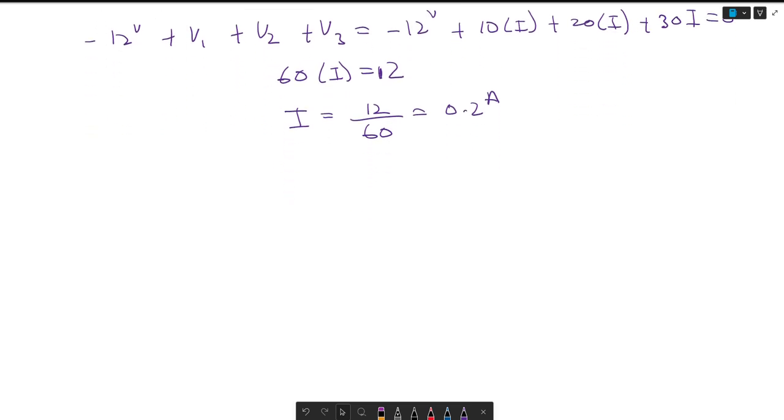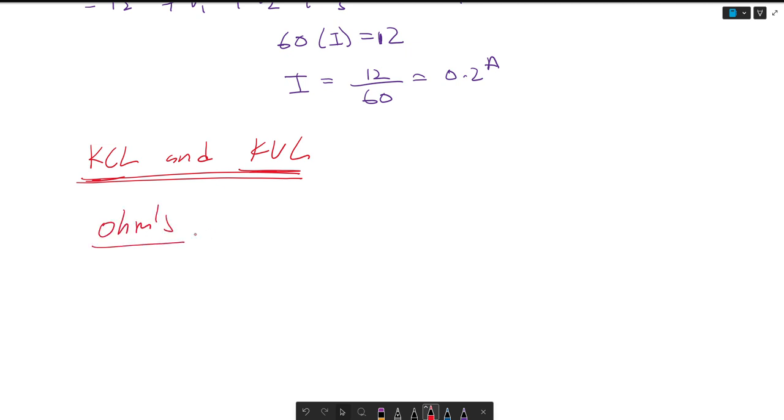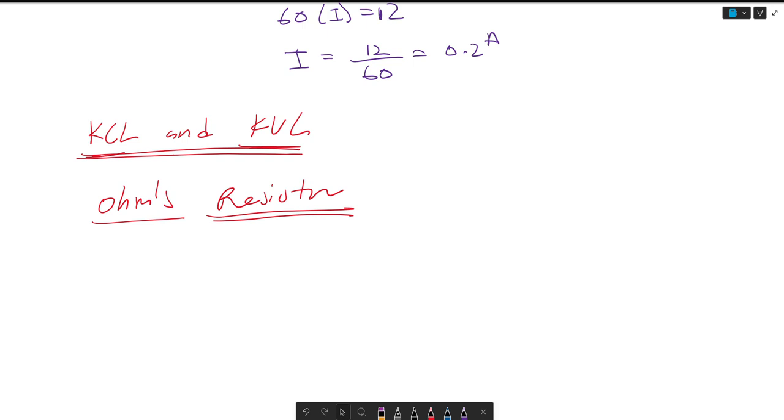In my next video, I will do a more extensive example of both KCL and KVL. And essentially in this lecture, we talked about these two concepts, we introduced them, and we also talked about Ohm's law, and we talked about resistors. So I hope this all makes sense. Again, if you're feeling a little bit lost, please check out my last 3 videos. They do a really good job of explaining everything up to this point. Lecture 1, Lecture 2, and Lecture 3.